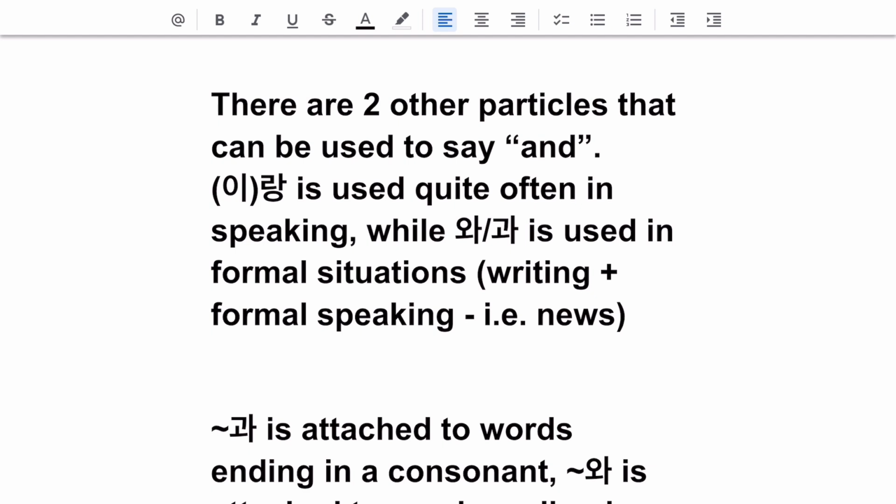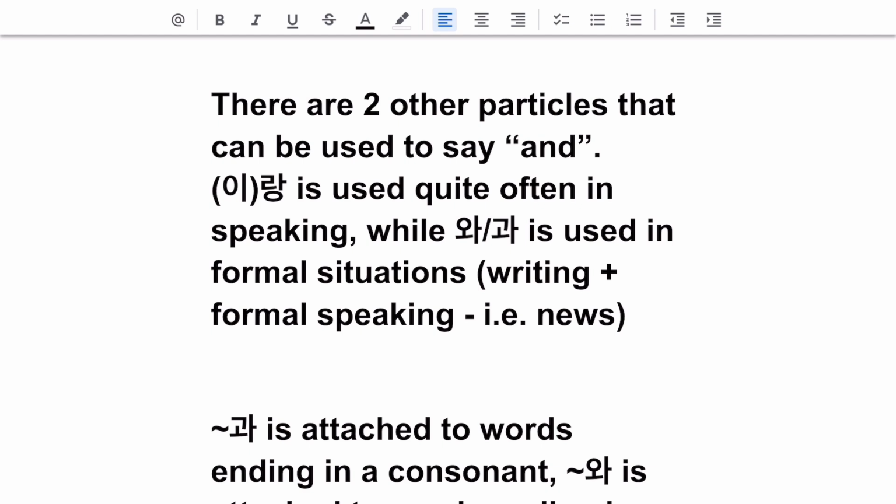This one is used more in speaking, and it's also very casual, a little bit more casual than 하고, even. 이랑, I like to use this one a lot when I'm speaking in Korean. And then we have 와 and 과. These are very formal, and used a lot more in writing or formal speech. So maybe in work situations.